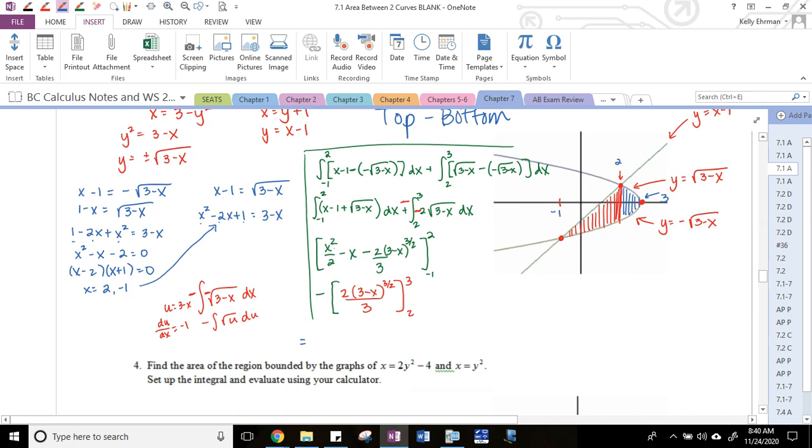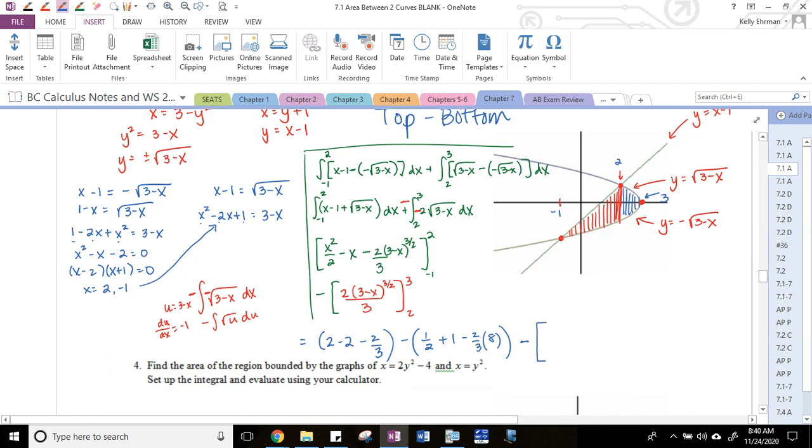So if we plug in 2, 4 divided by 2 is 2. Minus 2, minus 2/3 times what? 1 to the 3/2. Okay, that's not bad. Minus, plug in -1. 1/2 plus 1 minus 2/3 times, when I plug in -1, I get 4. Square root of 4 is 2. Raised to the third power is 8.